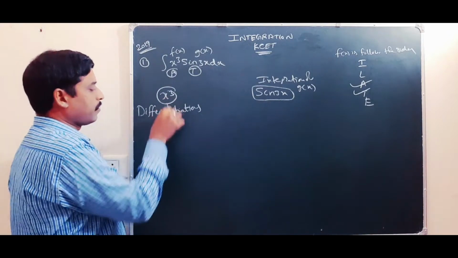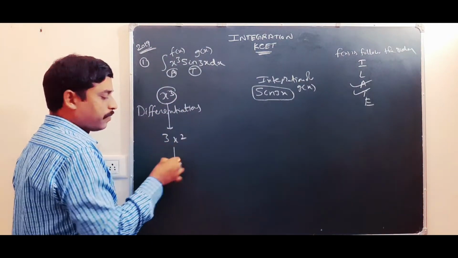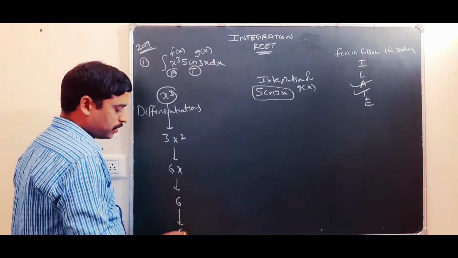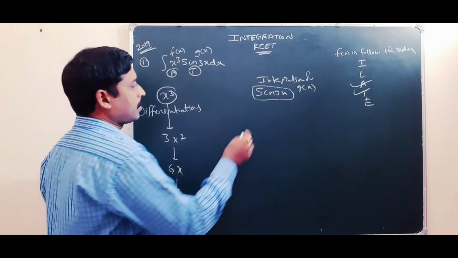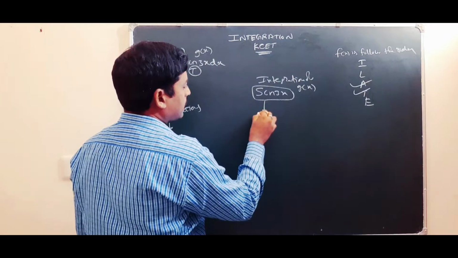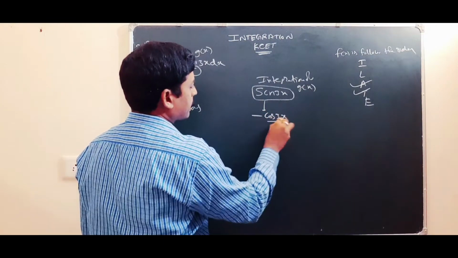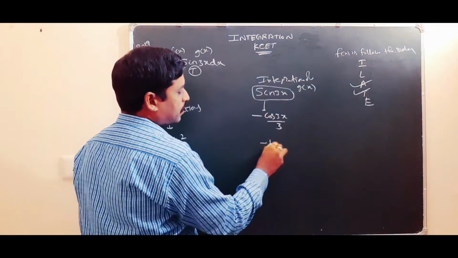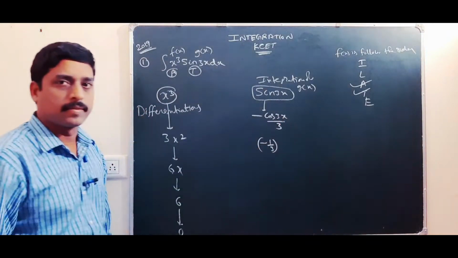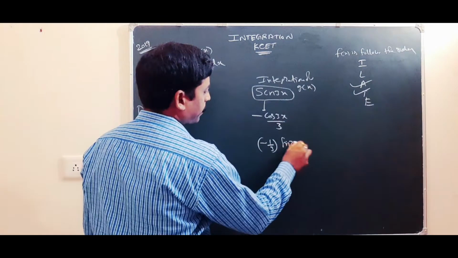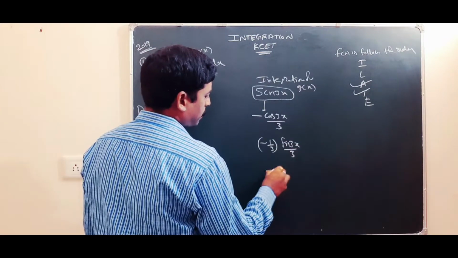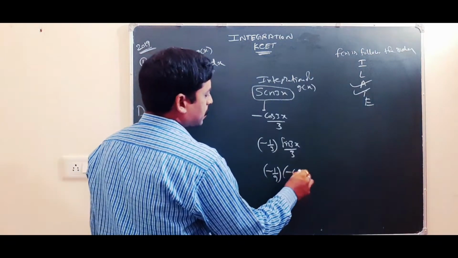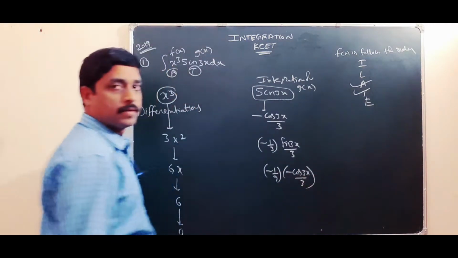Differentiation of x cube is 3x square, differentiation of 3x square is 6x, differentiation of 6x is 6, differentiation of 6 is 0. On the right side, integration of sin 3x is minus cos 3x by 3. Next, integration of that is minus 1 by 9 sin 3x, and again integration gives 1 by 27 cos 3x, and so on.